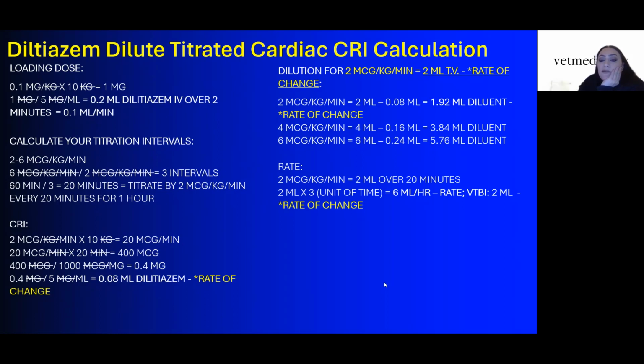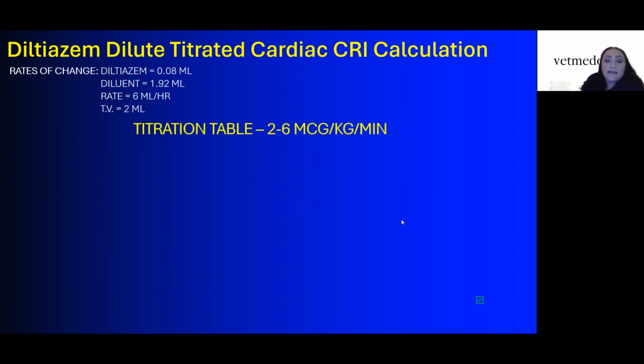2 mils times 3, which is a unit of time, equals 6 mils an hour, which is our rate, and our VTBI is 2 mils. Again, this is a rate of change. So diltiazem volume, 0.08 mils, diluent volume, 1.92 mils, rate, 6 mils an hour, total volume, 2 mils. Those are the things that are going to change in between each interval.